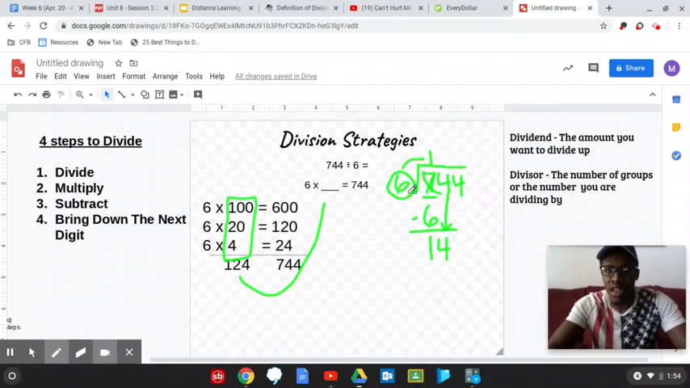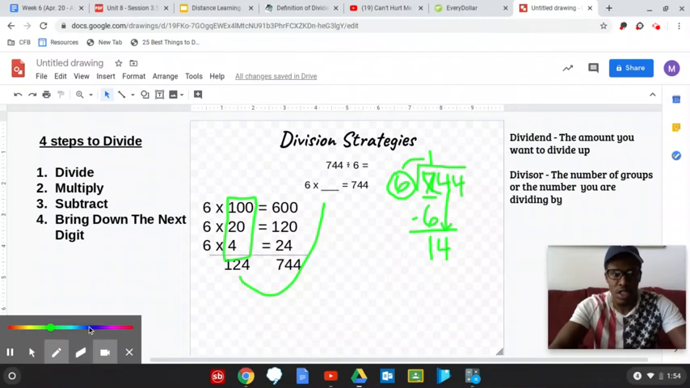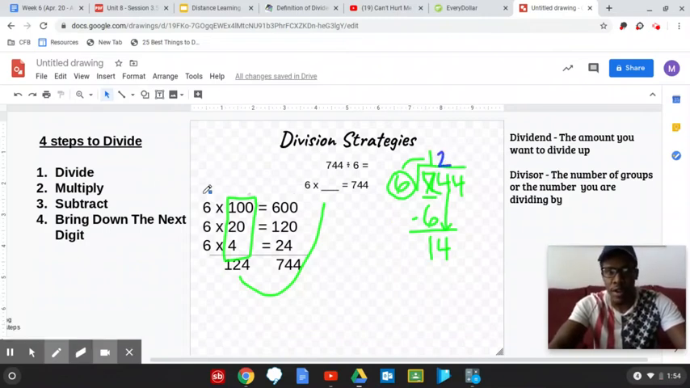So 14 divided by 6, aka how many times does 6 go into 14? 6, 12, 18, oh, that's too many times. 6 goes into 14 2 equal times without going over. So let's change the color here. Since it goes in 2 equal times, we want to put a 2 up here. Now we're on step 2, multiply. Remember, you're always going to multiply your divisor by whatever number you just wrote above your house. 6 times 2 equals 12.